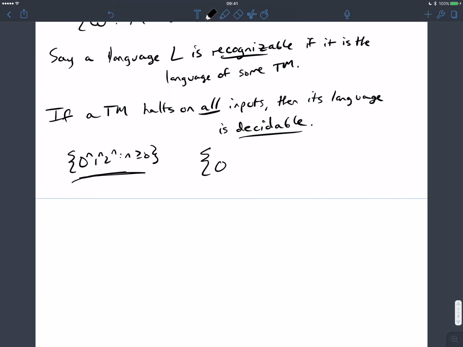And the other example was 0 to the 2 to the n. That's another decidable language because every single time we're taking out half of the zeros that are still left, and when we come back, I have fewer zeros to work with, and the input was finite at the start. So therefore, it doesn't run forever. Every decidable language by definition is recognizable. It's just an extra qualification. We will see languages that are recognizable but not decidable, but we'll get there eventually.